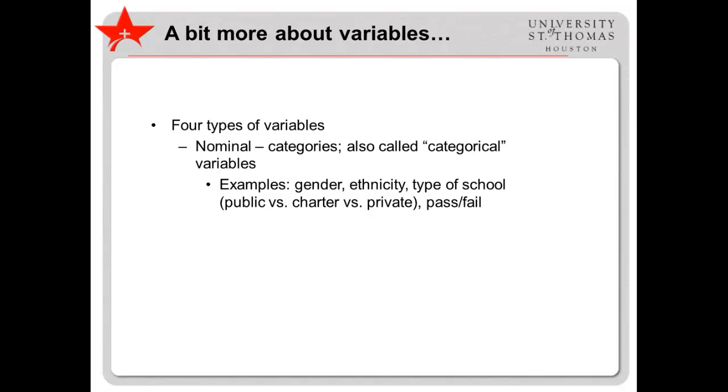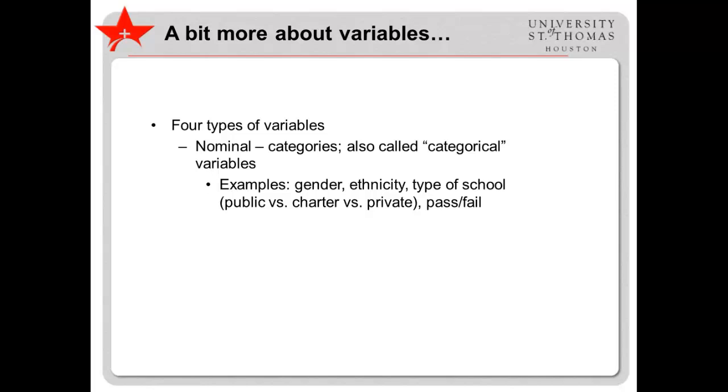Before we discuss some specific types of statistics, let's talk a bit more about variables. As you might recall, variables are the things that researchers investigate. They are the measurable versions of concepts like intelligence, achievement, and self-esteem. There are 4 types of variables. The first are nominal variables.